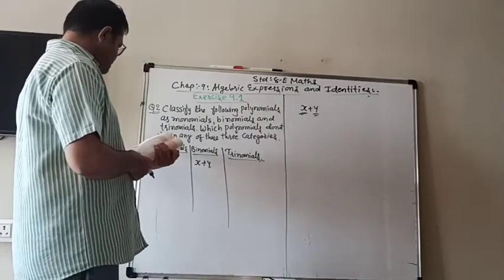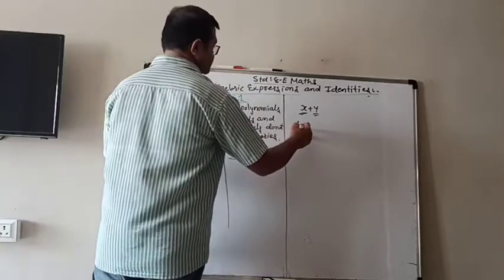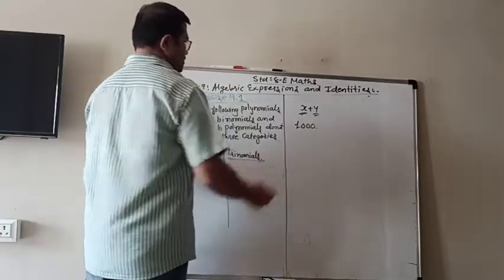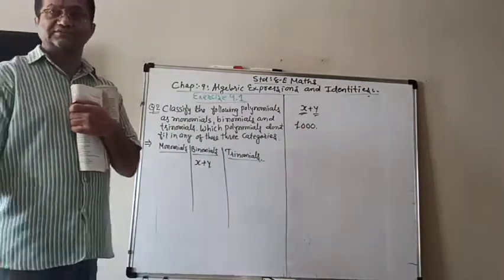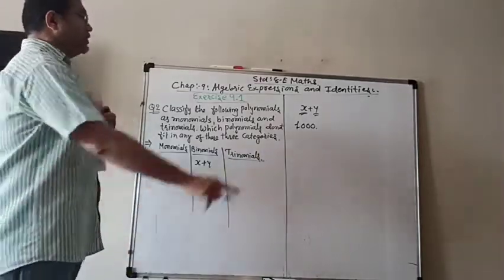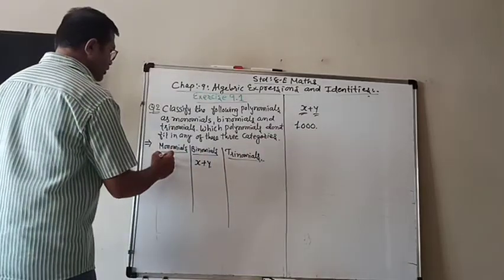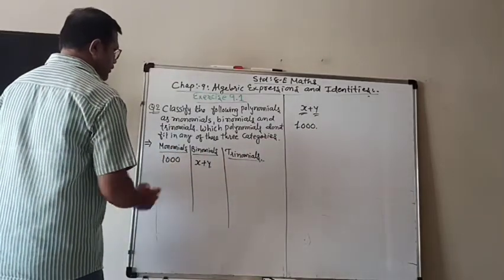One by one we will take. Second one is 1000, only 1000. Is it a polynomial? Yes, a constant polynomial having only one term. So one term, it means it belongs to monomial. So in monomial we will write down 1000.